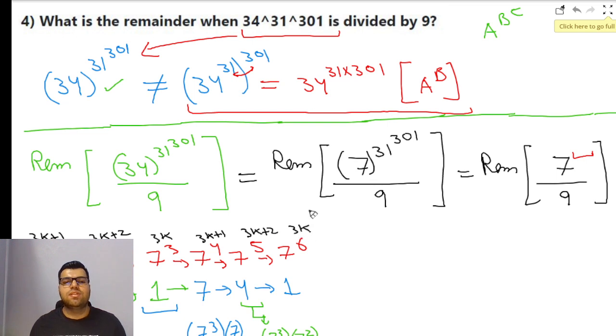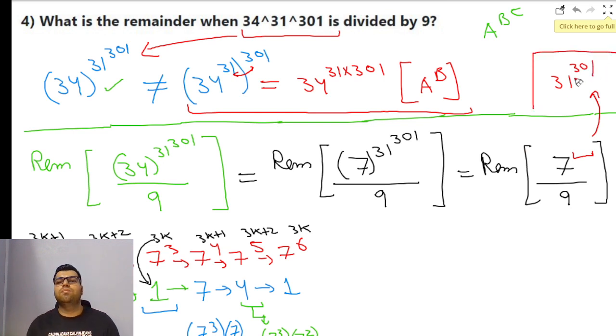So what we observe is that whenever the power is of the form 3k plus 1, the remainder is 7. Whenever the power is of the form 3k plus 2, the remainder is 4. And whenever the power is of the form 3k, the remainder is 1. So all we need to know is, for this power, 31 raised to power 301, what form is it? 3k, 3k plus 1, or 3k plus 2? And then our question is solved. And it is not a big deal to find this out.